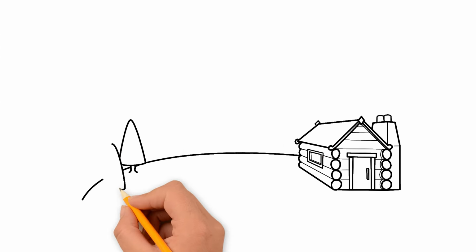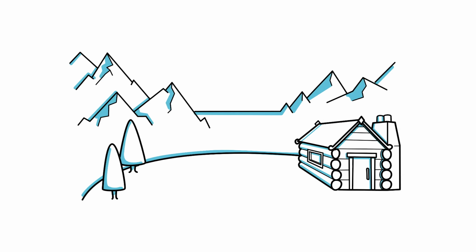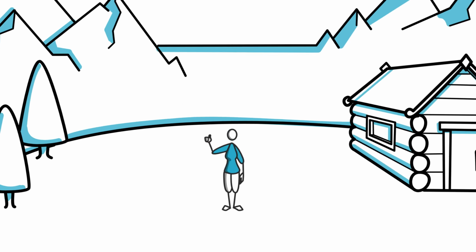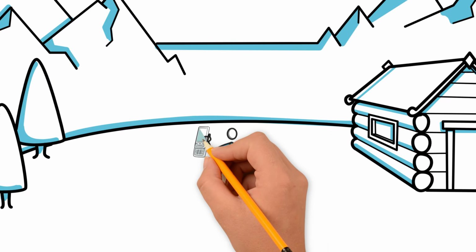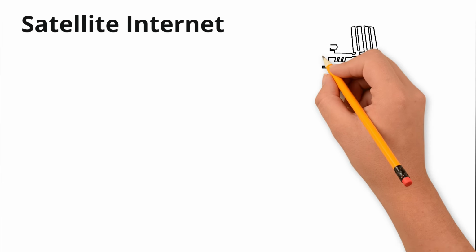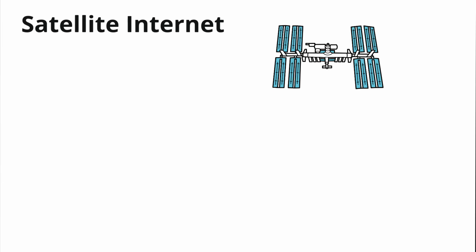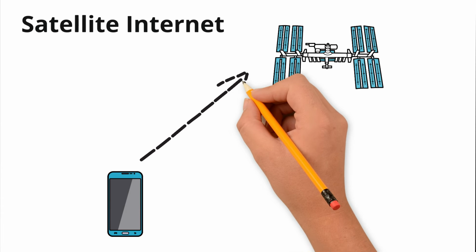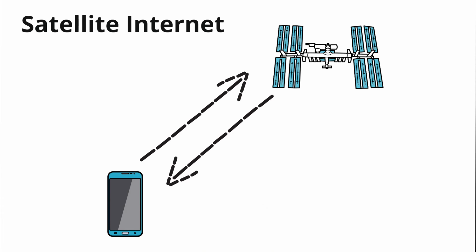Imagine you're in the middle of a desert, on a mountain, or sailing in the middle of the ocean. No cables, no cell towers, yet somehow you can still navigate on your phone. How is that possible? That's the power of satellite internet. Instead of relying on underground cables or cell towers, your internet signal travels straight to space and back in less than a second. So, what's happening?